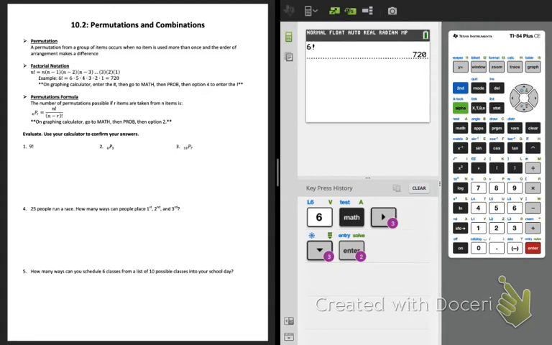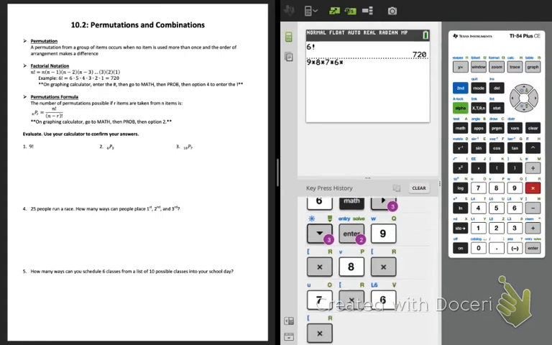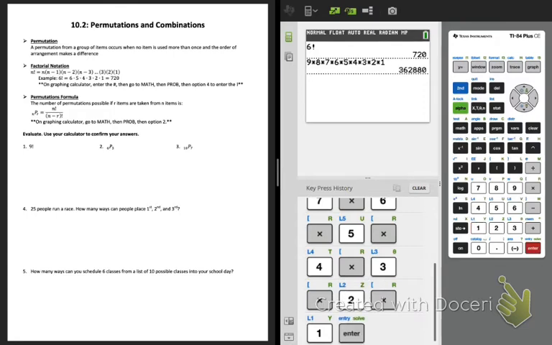So number 1 says evaluate. Use your calculator to confirm the answers. So number 1 says solve 9 factorial. If I have 9 factorial, that would be the same as doing 9 times 8 times 7 times 6 times 5 times 4 times 3 times 2 times 1. So again, if I'm doing it the long way, as you can see here on the screen, 3, 2, 1, you get 362,880.